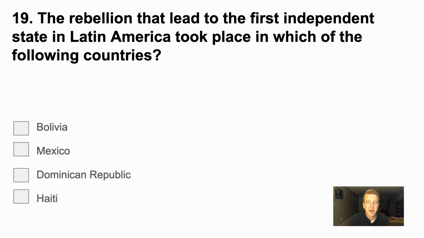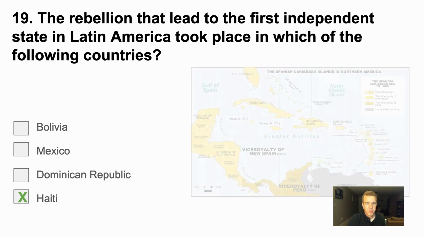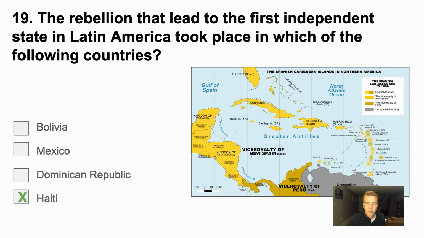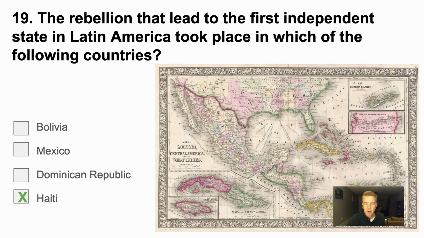The rebellion that led to the first independent state in Latin America took place in which of the following countries? Haiti. Toussaint Louverture led the revolution in Haiti. Haiti is part of Hispaniola here, that island, which is today split between Haiti and the Dominican Republic. Haiti on the western side, Dominican Republic on the eastern side. This shows it sort of San Domingo there when it was French territory.